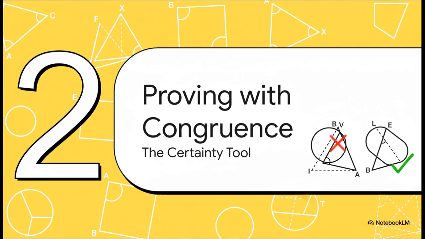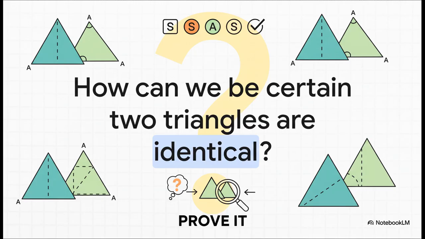Okay, time for our second tool, proving with congruence. You see, in geometry, just saying 2 shapes look the same gets you 0 marks. You have to prove it. So, how can we be absolutely certain that 2 triangles are perfect identical copies of each other? This is precisely what the exam board is looking for. To prove 2 triangles are congruent, you can't just eyeball it. Nope, you have to use one of 4 very specific conditions. Let's run through them right now.